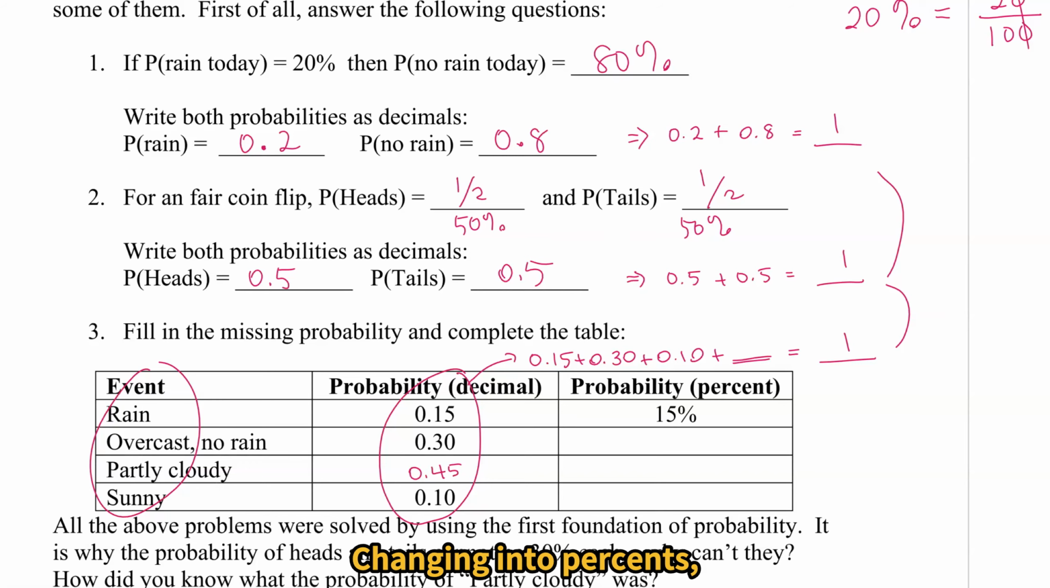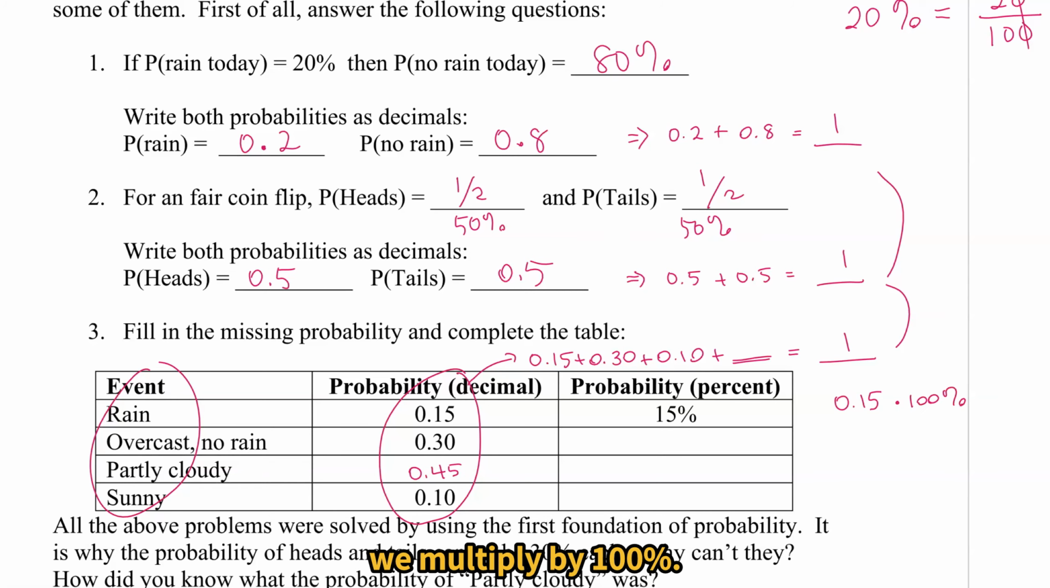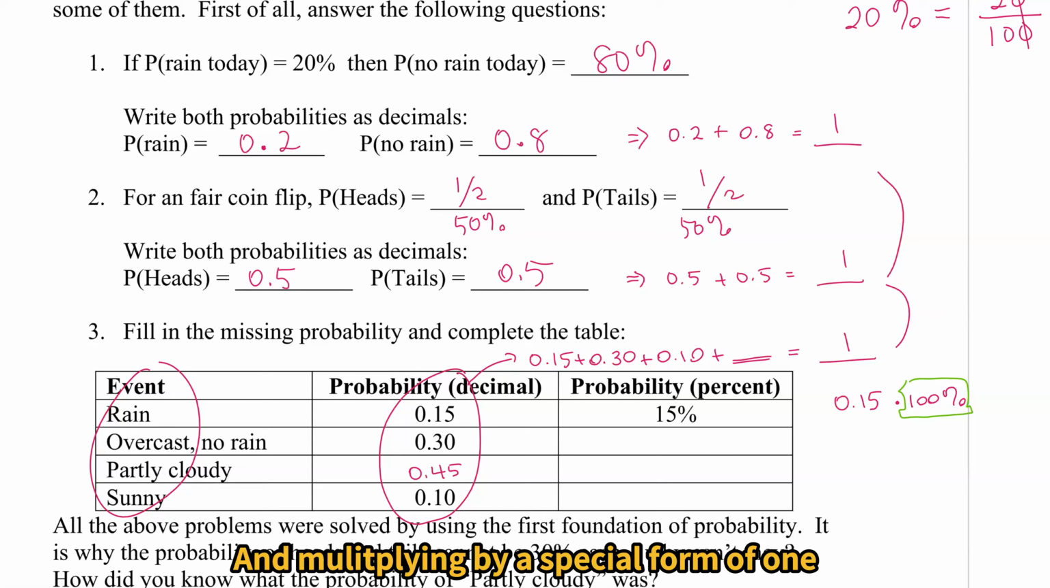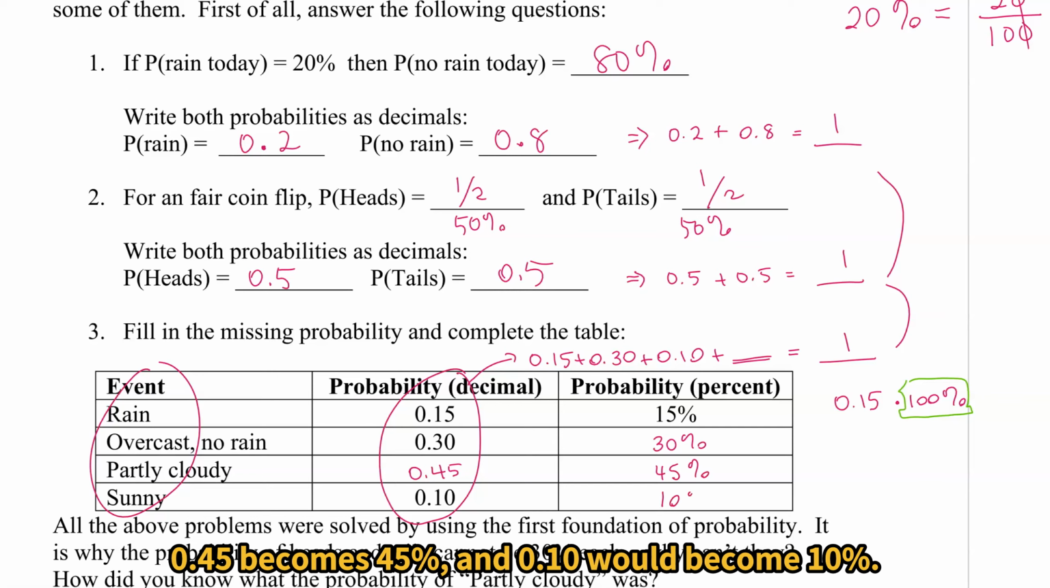Changing into percents, since all of these are 2 decimal places, if we're wanting to go back into percents from decimals, we multiply by 100. 100% is equivalent to 1. We're multiplying by a special form of 1 when we do this. And multiplying by a special form of 1 does not change the actual number, it just changes the look of the number. It makes the number equivalent but in a different form. And so multiplying these by 100%, 0.30 becomes 30%, 0.45 becomes 45%, and 0.10 would become 10%.